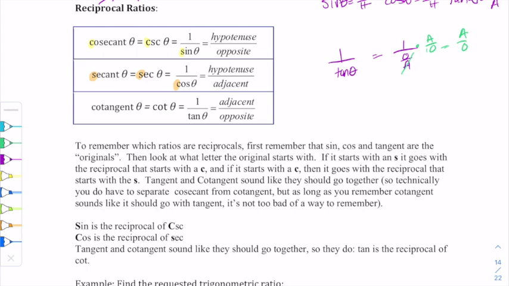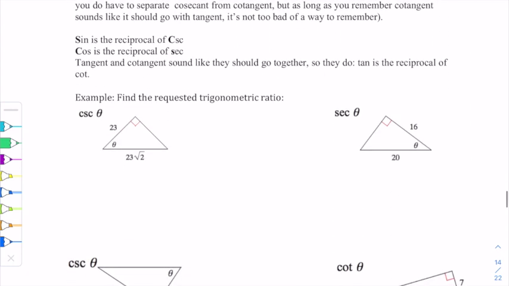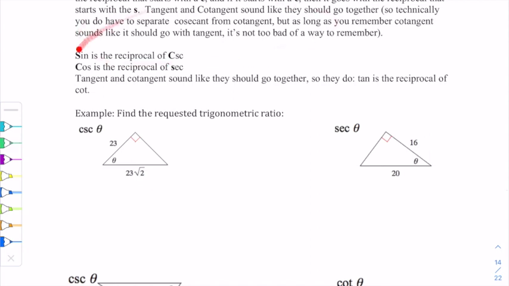It works going the other direction. So if sine starts with an S, then its reciprocal starts with a C, so it's cosecant. If cosine starts with a C, then its reciprocal starts with an S, which is secant. And then tangent sounds like it should go with cotangent, and it does. So that's how I help myself remember. And that whole thing is right here for you.